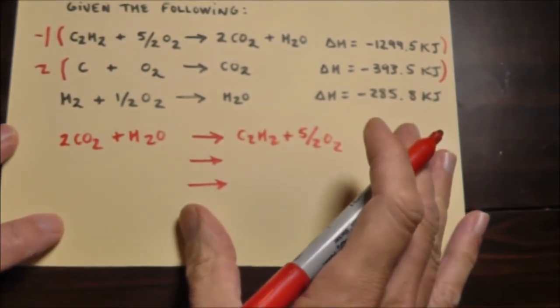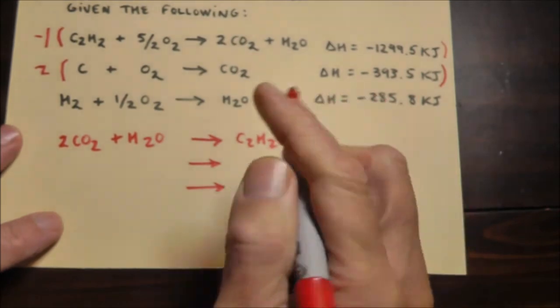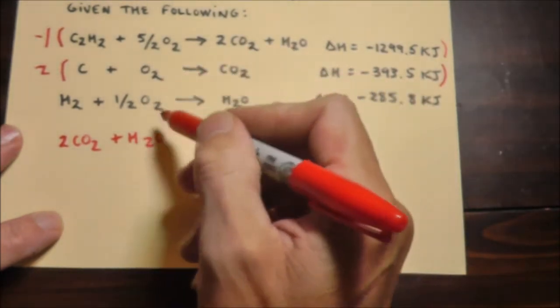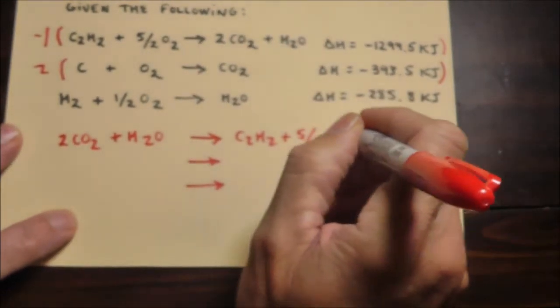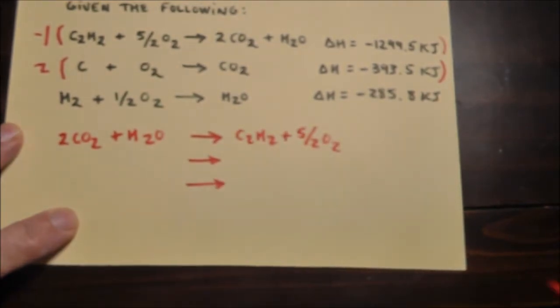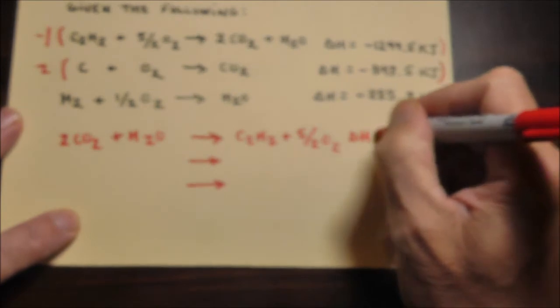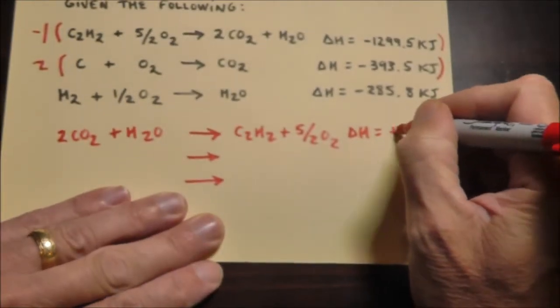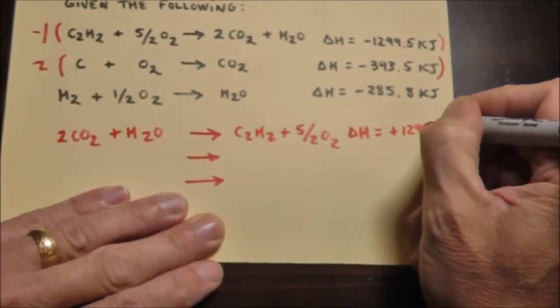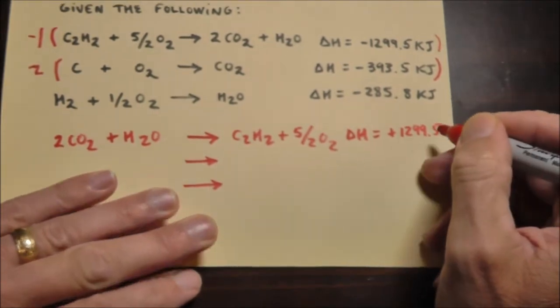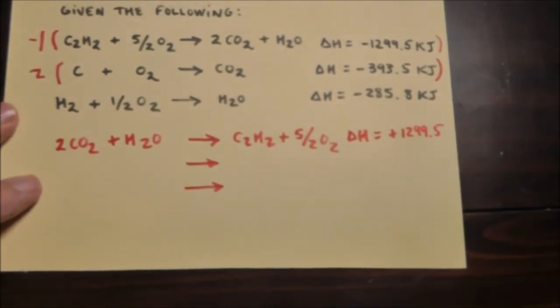Now look, that 5/2 H2O does scare me a bit. But if you do this right, the thing that's in like 3 different places, or in this case 2, will hopefully cancel. And if it doesn't, then they gave you the wrong information somehow. Now all that's going to do is make delta H positive 1299.5 because I flipped it. I'll put kilojoules on in the end, all right?